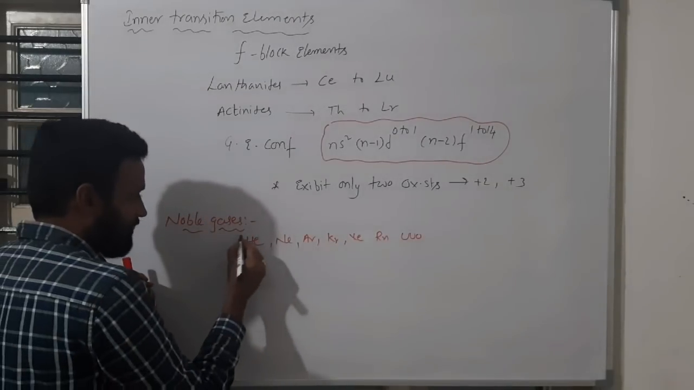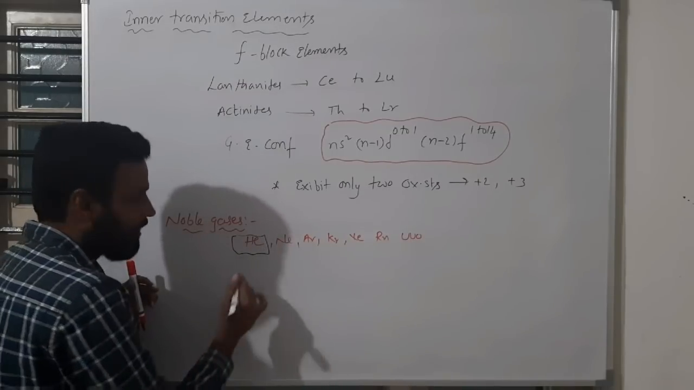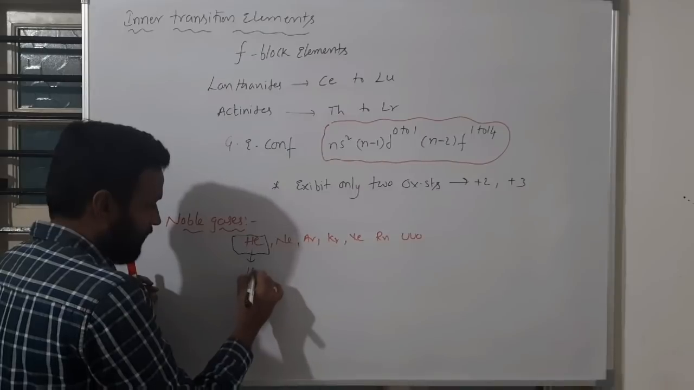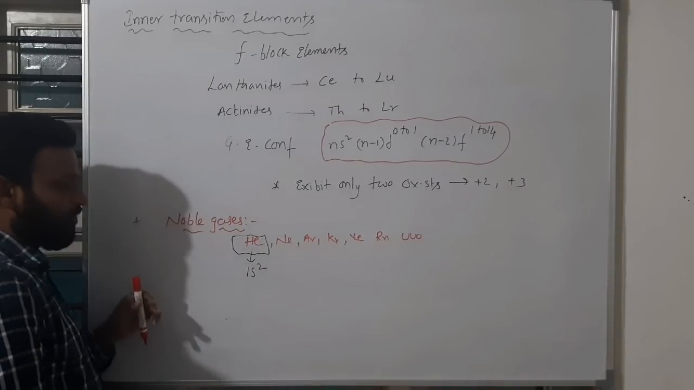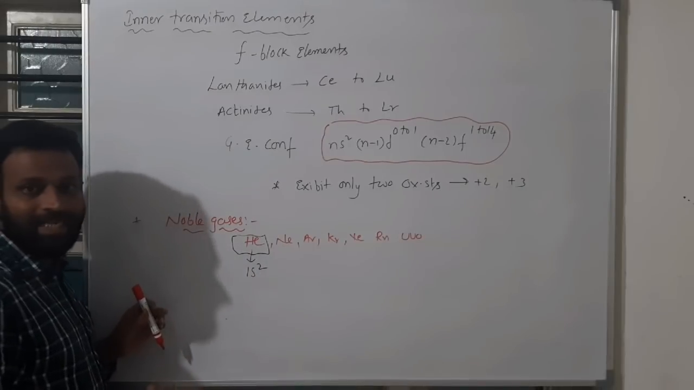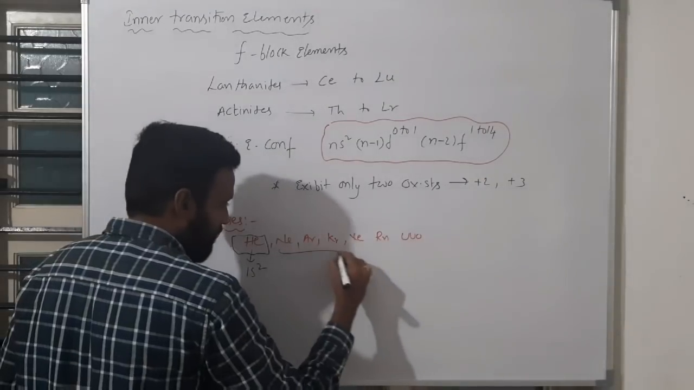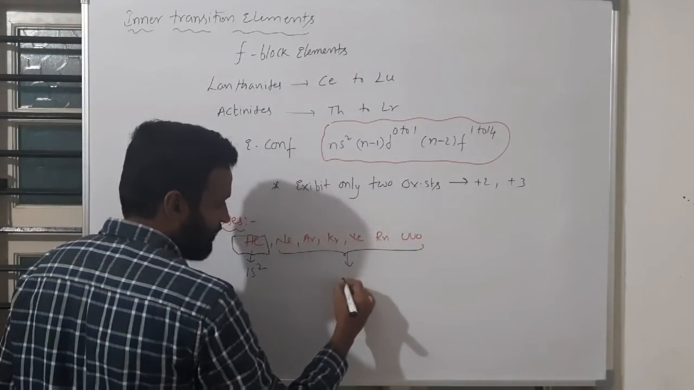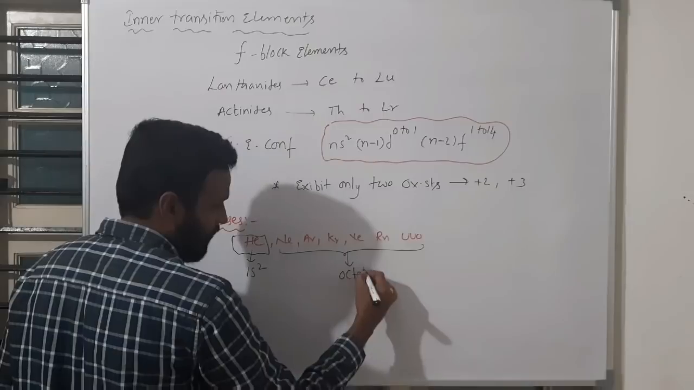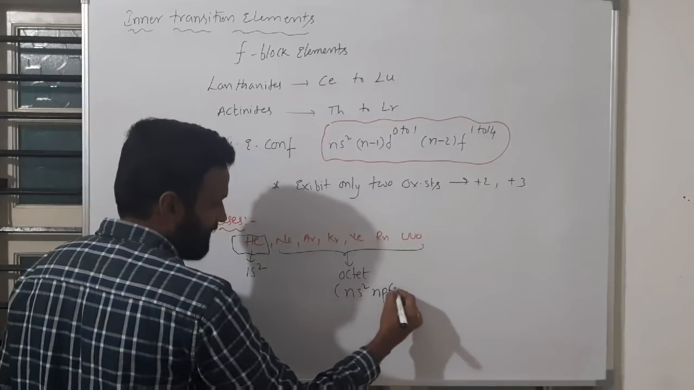Except helium. Helium, as I told you, belongs to the s block because it has a duplet configuration, 1s2. Except for helium, all the others have the general electronic configuration of an octet. What is an octet? Eight electrons in the outermost shell: ns2 np6.